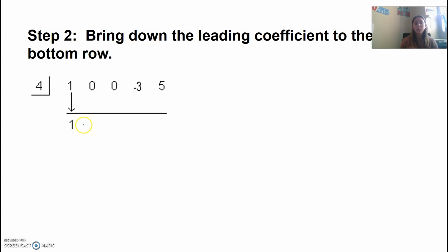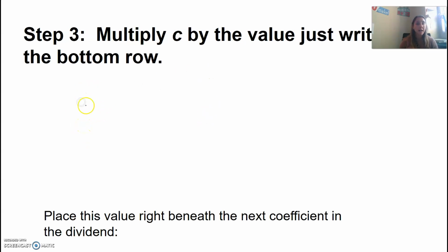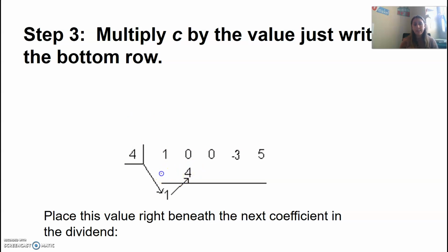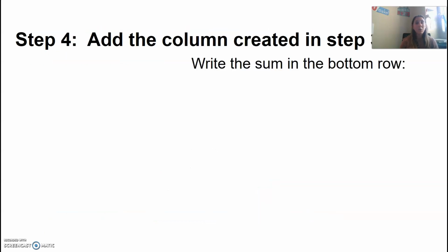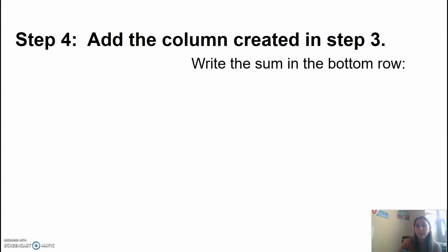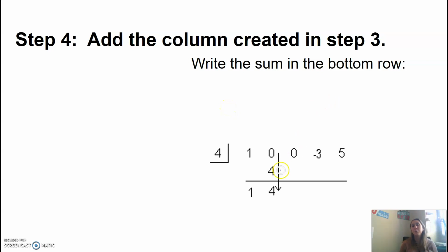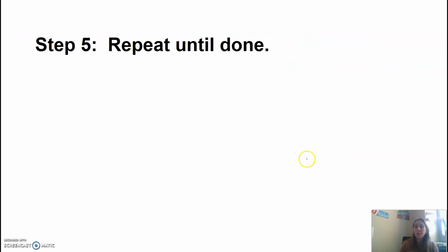Now we are going to multiply the 4 times the number beneath. So 4 times 1 equals 4. We're going to put that 4 right there. Remember how I said I like to have a plus sign right here, and my remainder box is right there. Now we're going to add the column. So 0 plus 4 is 4. And then we're going to start that process over again.